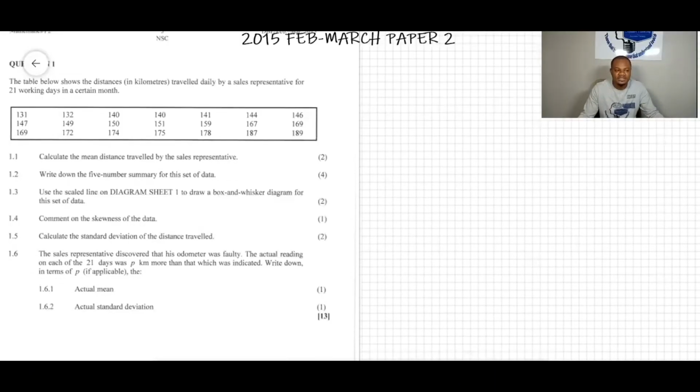Well, we have a question here that says the table below shows the distance traveled in kilometers by a sales representative for 21 working days in a certain month. The data are given here in this table. Now question 1.1 says calculate the mean distance traveled by the sales representative.